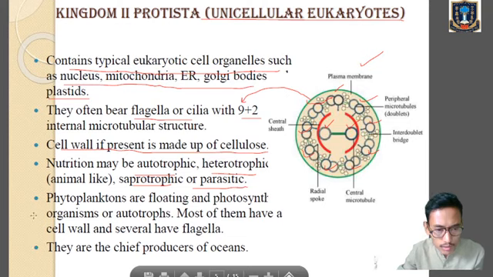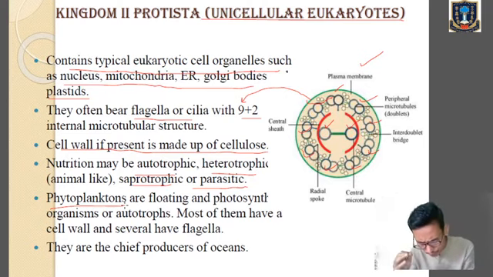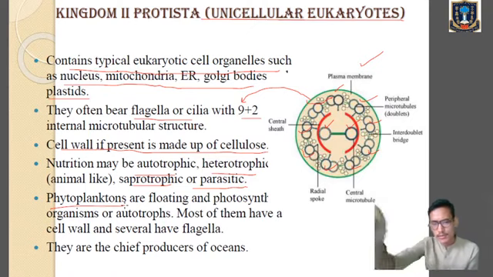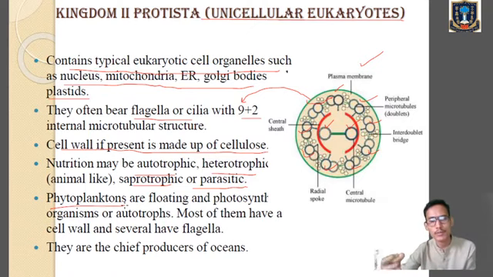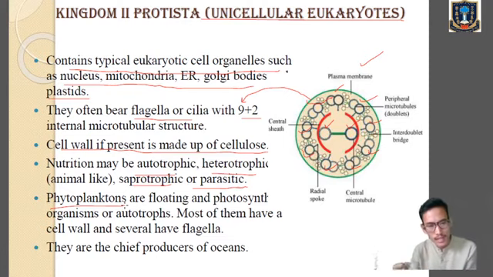Okay. Next one, phytoplankton. Now, what are phytoplanktons? They are the free floating organisms. You can say they are the organisms which are present on the surface of the water body. Phyto means plant. Clear? Planktons means the organisms which are present floating on the water body. Now, phytoplanktons are the photosynthetic organisms or autotrophs, and most of them have cell wall and flagella, and they are the major producers of the oceans.